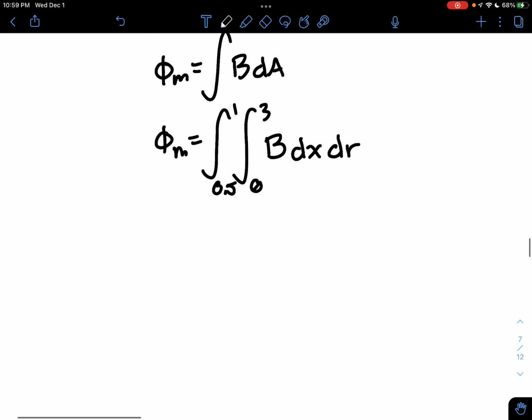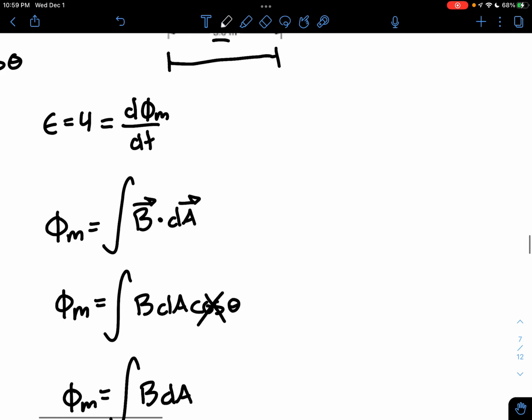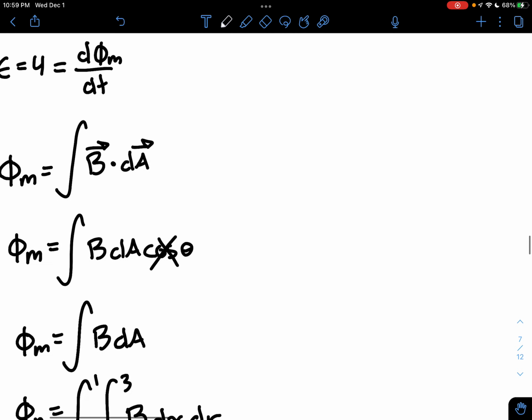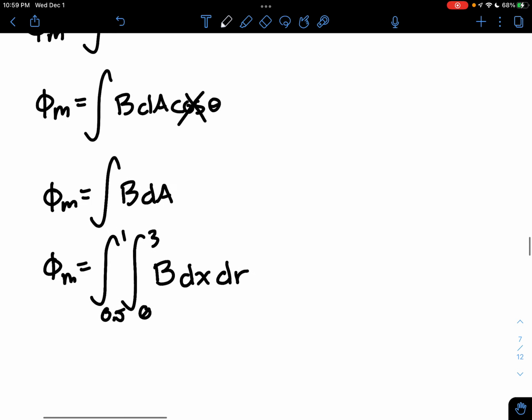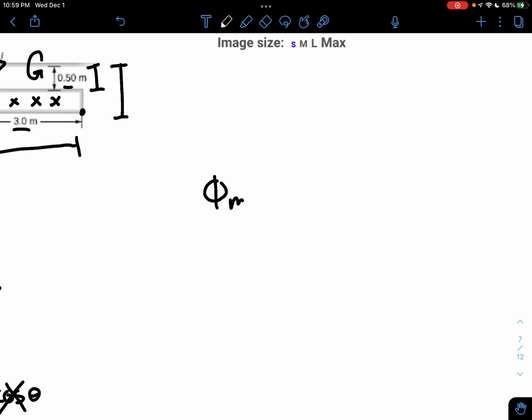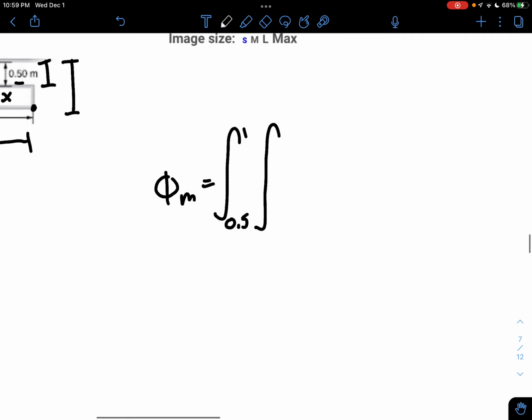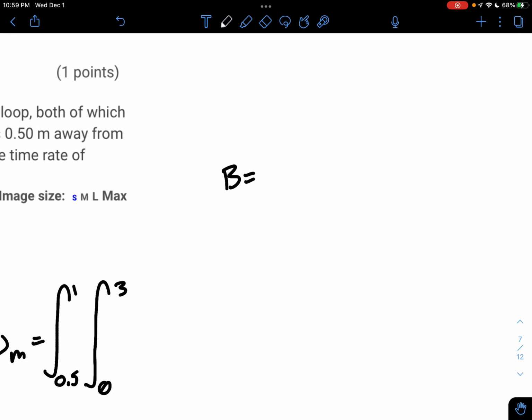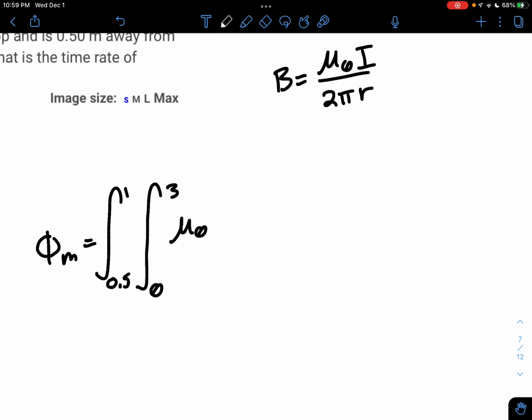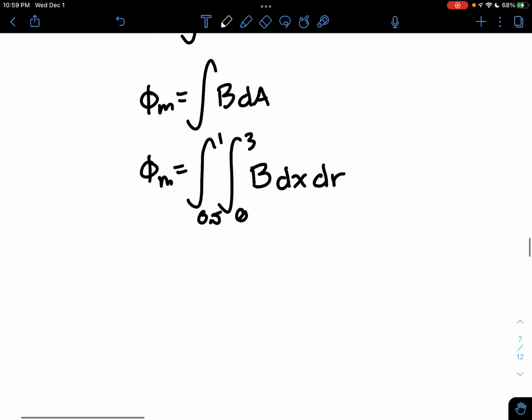But the fun part is we have an equation for B. We have our magnetic field as caused by a wire as a function of the current and how far away it is from the wire. So we move back over here. I'm just going to move everything. Our integral from 0.5 to 1, integral from 0 to 3 of our equation for B. You know it very well, our mu naught I over 2 pi r. So we can plug that in over here: mu naught I over 2 pi r, and we have dx dr.